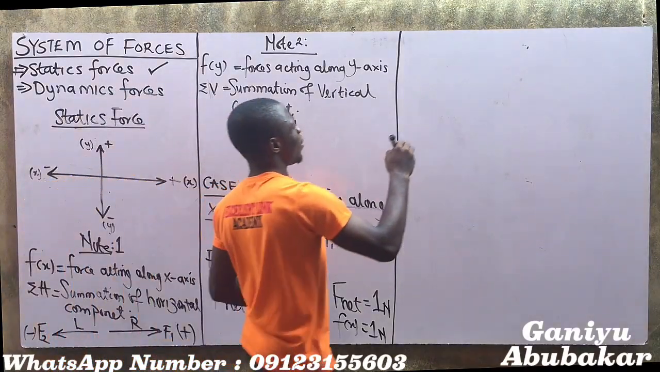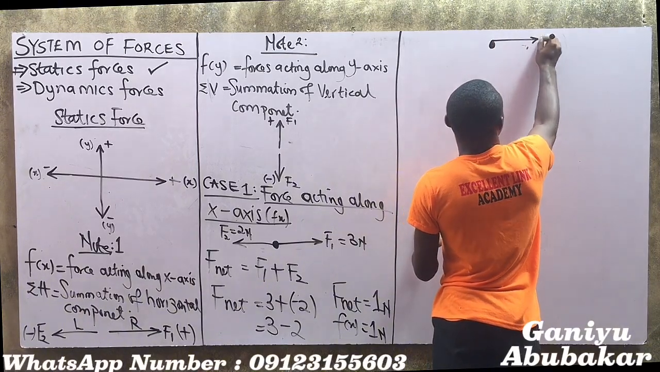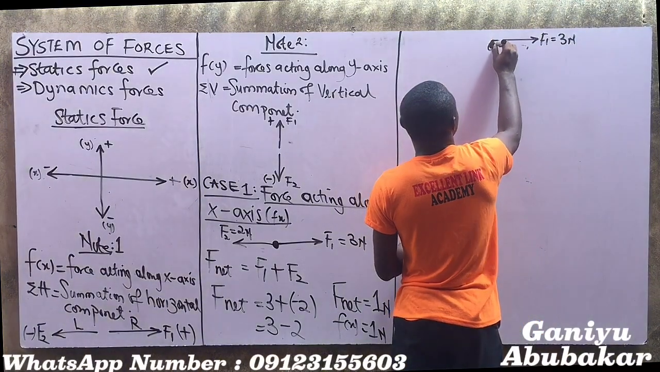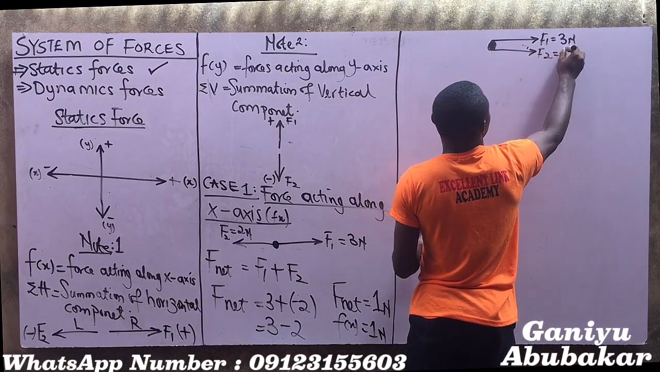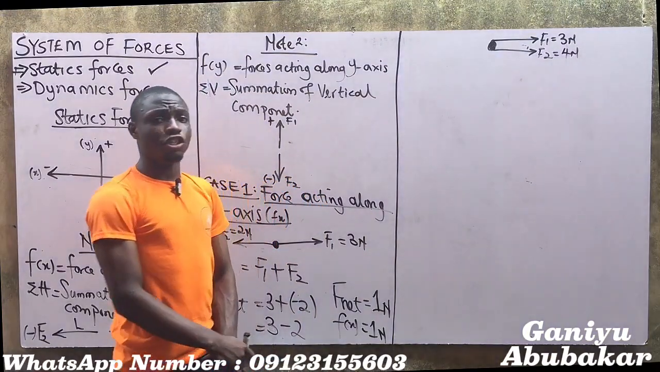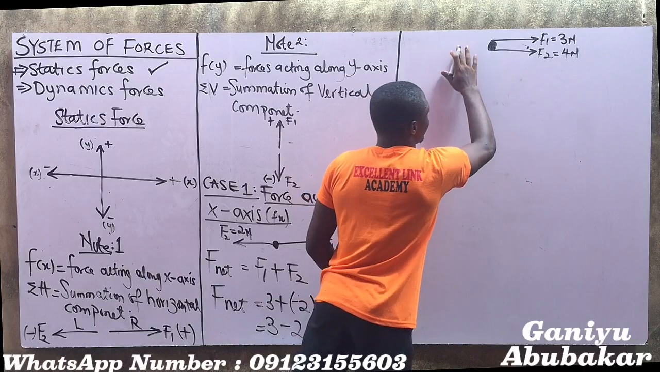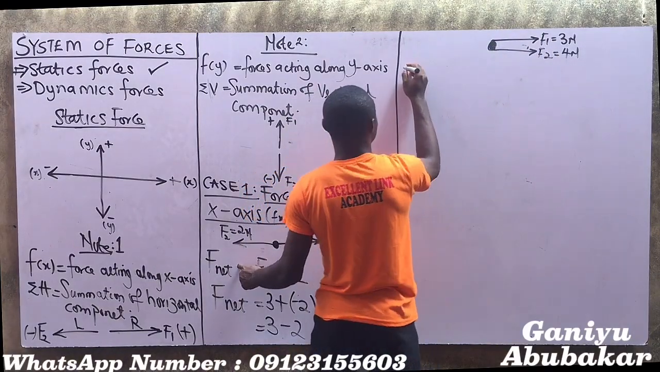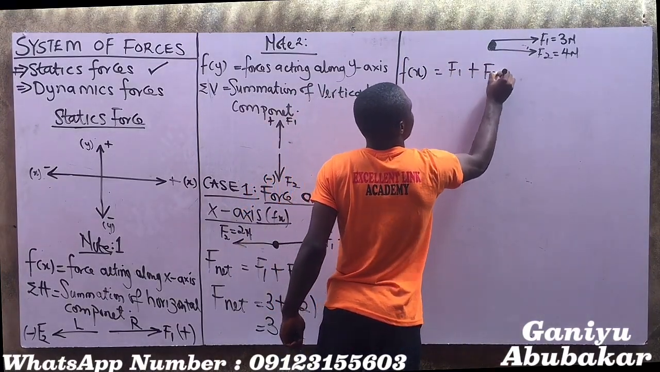It's like the condition here. Let's say I have an object this way, and a force is pulling this object. Let's call it F1 to be 3 Newton, and also a force is pulling it in this direction. Let's call it F2 to be 4 Newton. My question now is to find the net force, or find the F of x, the force acting along the x-axis here. So I can use F net, or F of x, equal to F1 plus F2.